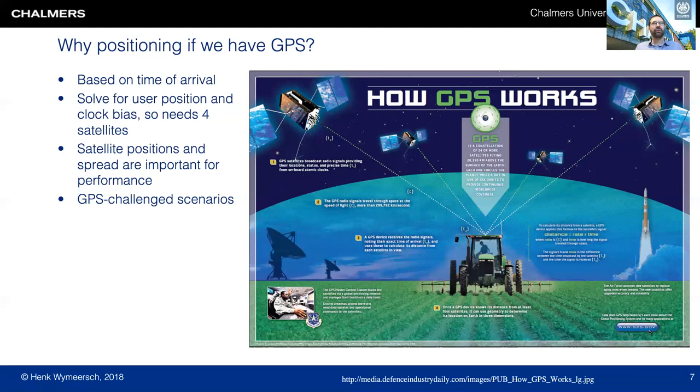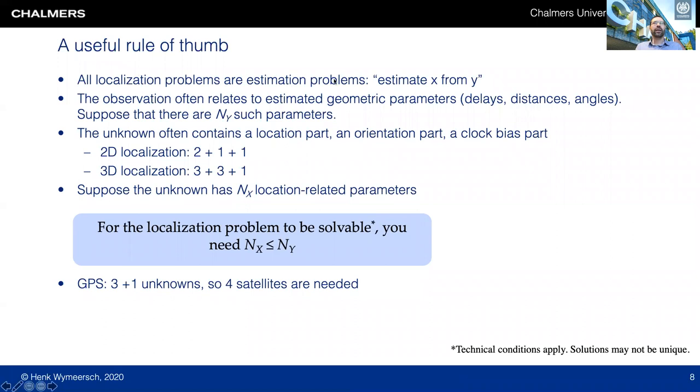So all the localization problems that we'll talk about here today are estimation problems where we estimate X from Y, and Y could be different things, and X is typically the position. The observation Y has often inside of it geometric parameters, right? So let's say Y is a received waveform, and this waveform depends on delays, depends on distances, depends on angles, your geometric parameters. Let's suppose that inside of the observation we have NY of these parameters, right?